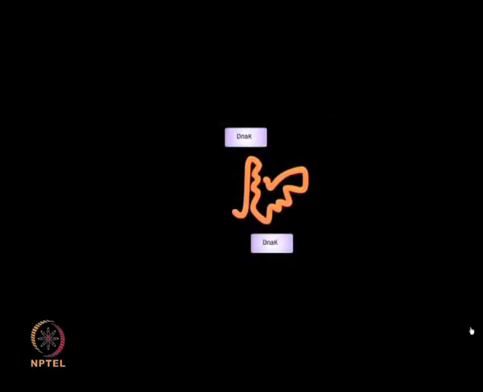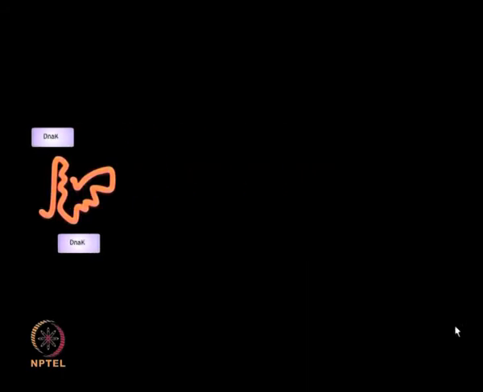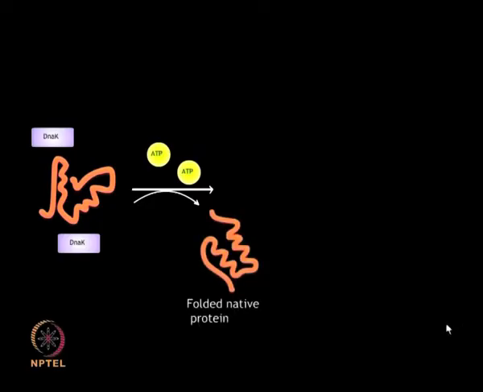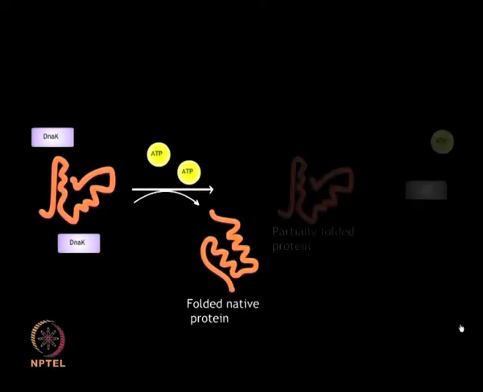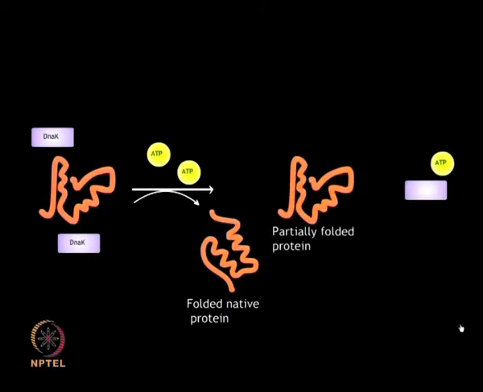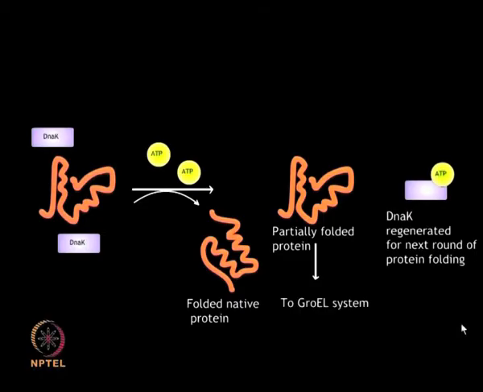This leaves the DnaK bound to the partially folded protein, which continues to undergo folding to a more favorable low energy conformation. Once the protein gets completely folded, it gets detached from DnaK, which then binds ATP again and completes the cycle and prepares it for the next round of protein folding. Any protein which may not have been folded completely is then taken over by the GroEL chaperone system, which completes the folding.